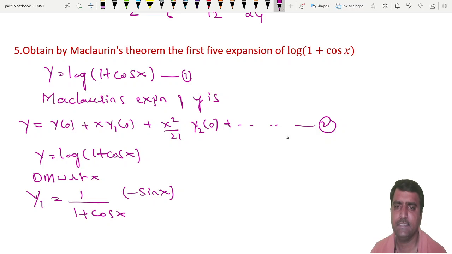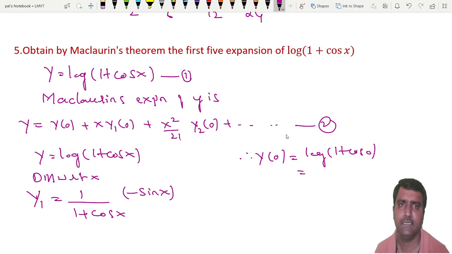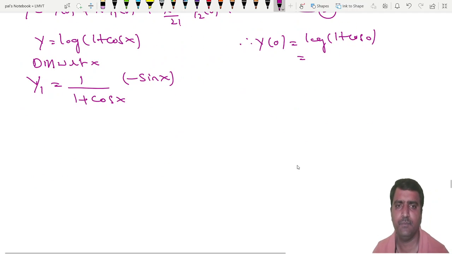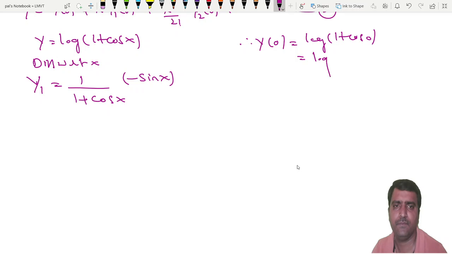So now what is y of 0? You calculate that. y of 0 is equal to log of 1 plus cos 0. Cos 0 is 1, so it is log of 1 plus 1, which is log 2. y of 0 is log 2.